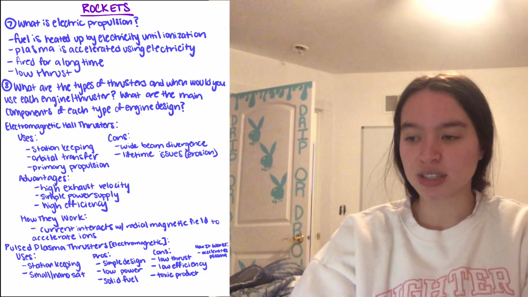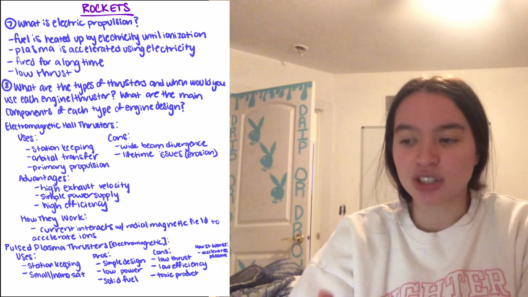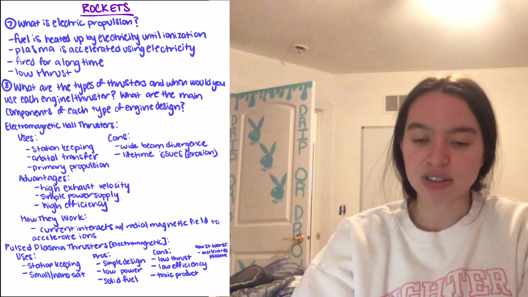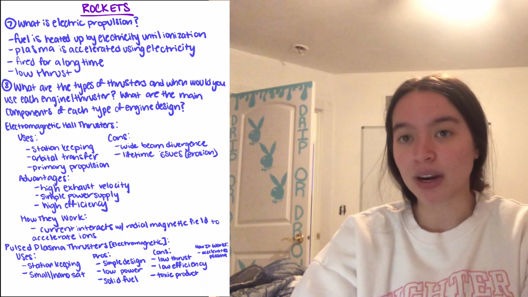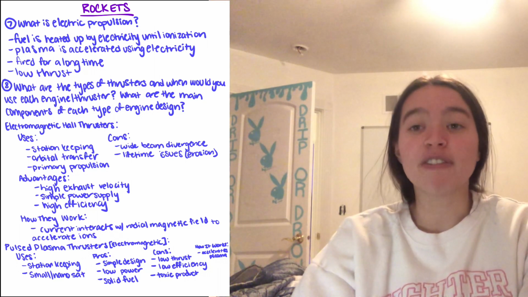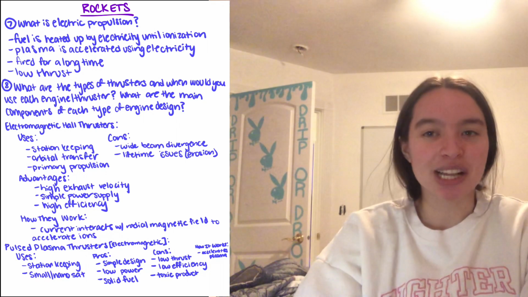Next is the pulsed plasma thruster, and this is in the electromagnetic category. It's used for station keeping and small nanosats. The pros are that it has a simple design, it's low power, and it's a solid fuel. But the cons are that there's low thrust, low efficiency, and it's toxic. How it works is it just accelerates plasma.